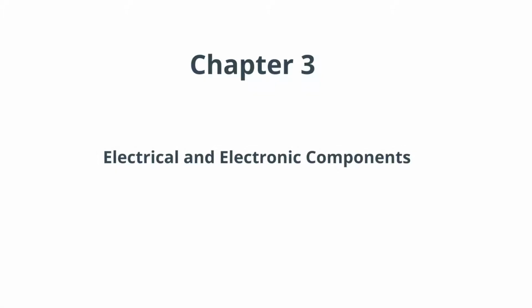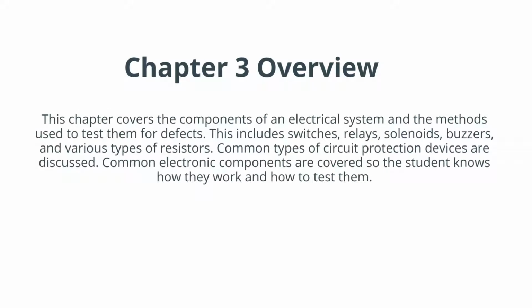Chapter 3: Electrical and Electronic Components. This chapter covers the components of an electrical system and the methods used to test them for defects. This includes switches, relays, solenoids, buzzers, and various types of resistors. Common types of circuit protection devices are discussed. Common electronic components are covered so the student knows how they work and how to test them.